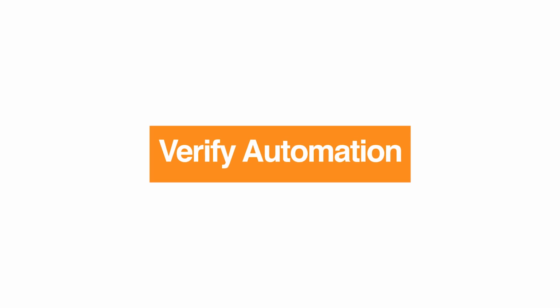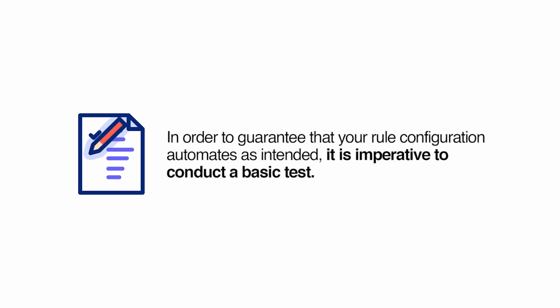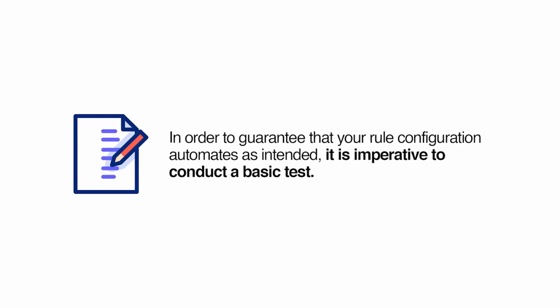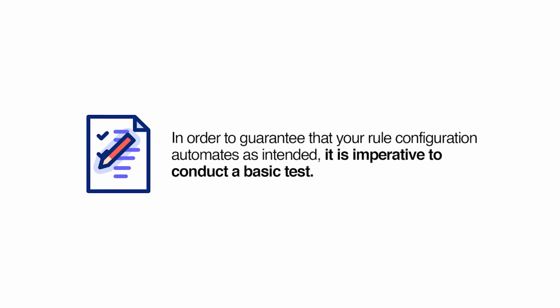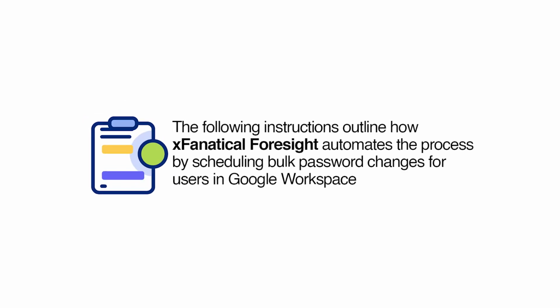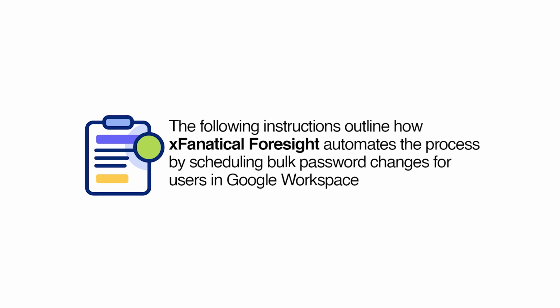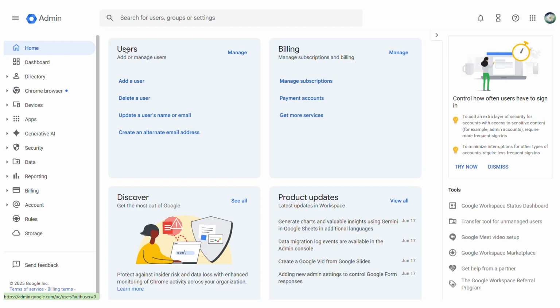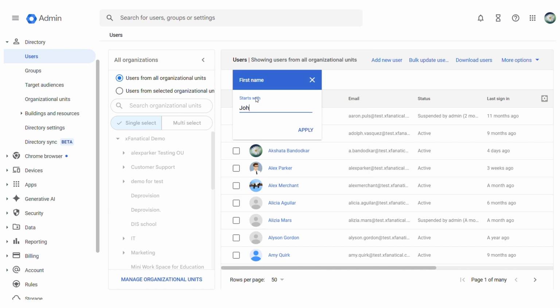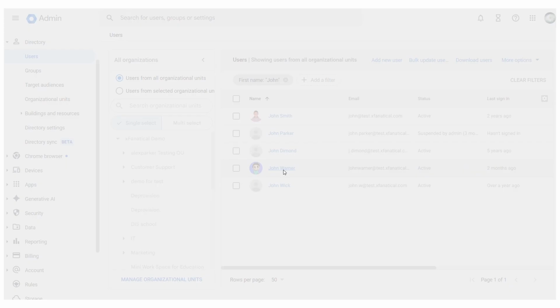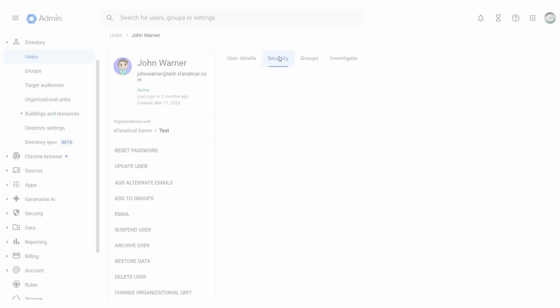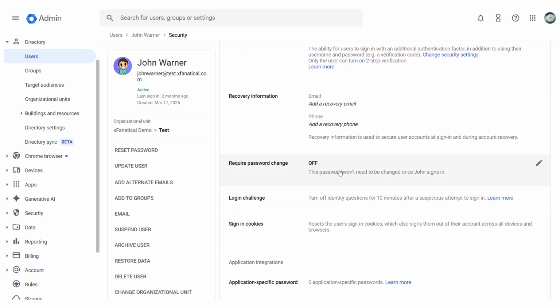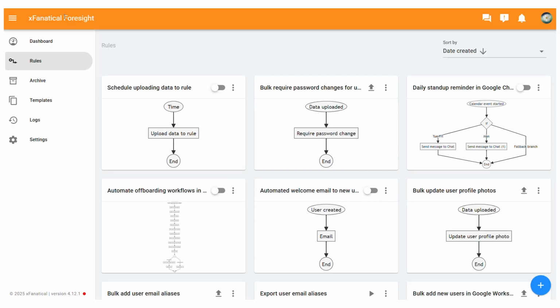Verify automation. In order to guarantee that your rule configuration automates as intended, it is imperative to conduct a basic test. The following instructions outline how xFanatical Foresight automates the process by scheduling bulk password changes for users in Google Workspace. Before starting the automation, go to Google Admin Console, then Users, then Username, then Security, then Require Password Change. Make sure the toggle is set to Off. This means the user isn't currently required to change their password.